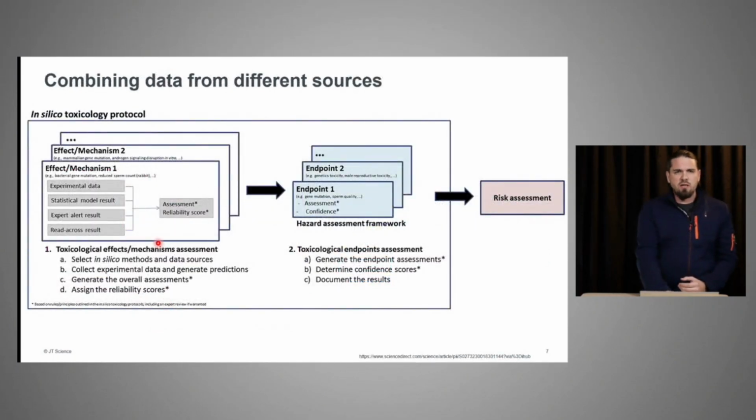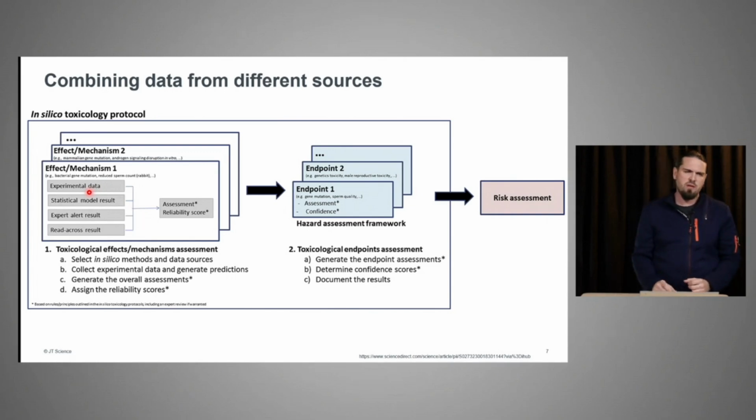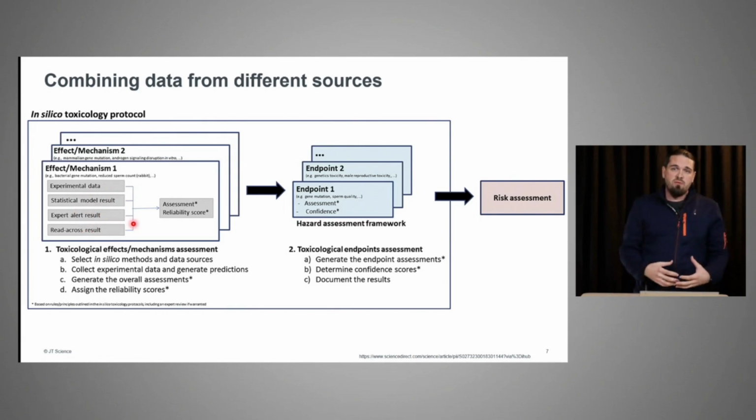So here, again, taking a figure from another excellent publication on proposing in silico toxicology protocols. How can we combine, or what is one way to combine all the different pieces of evidence we have? So this means your experimental data, your statistical model results, your expert alerts, or your read-across results. Different data sources have different reliabilities. Not every model is the same.